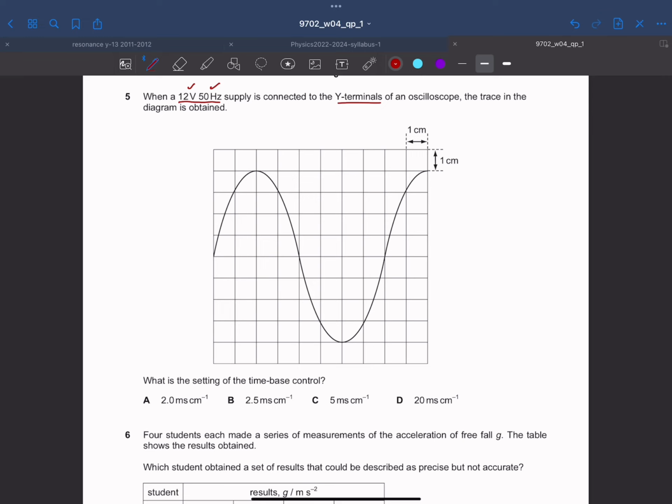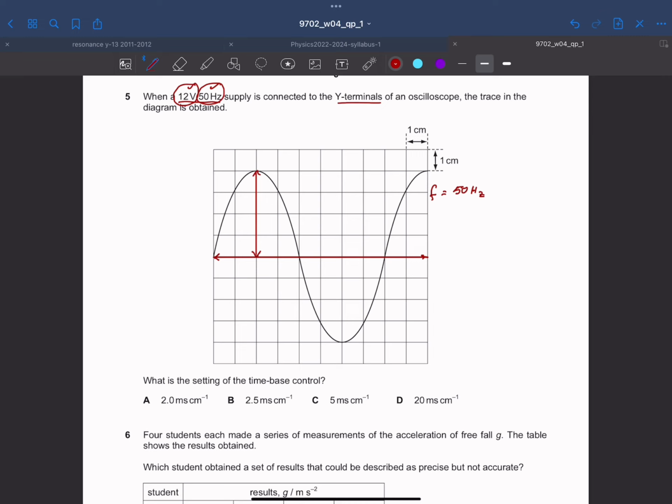12 volt is basically the amplitude of this graph, so from the amplitude of this graph we will get the value of this. As far as the 50 is concerned, this is the frequency, and along the x-axis you will have time. So when you get the time, you will get the frequency ultimately. What is the setting of the time base control? Here you have to check the value of frequency: 50 hertz. So this is the first information you have. This is f, 50 hertz.